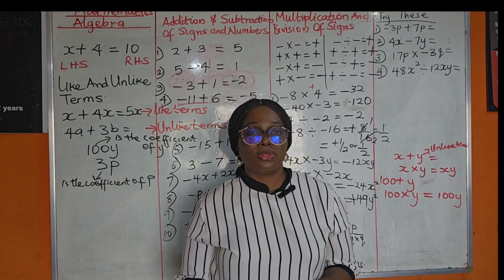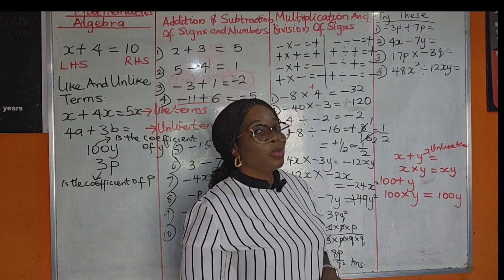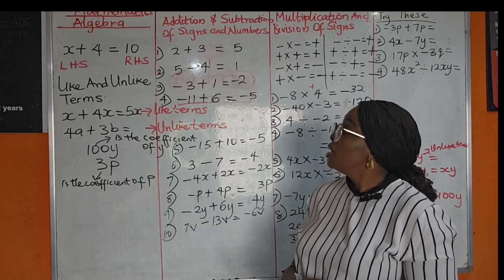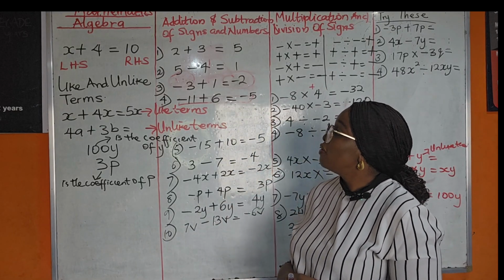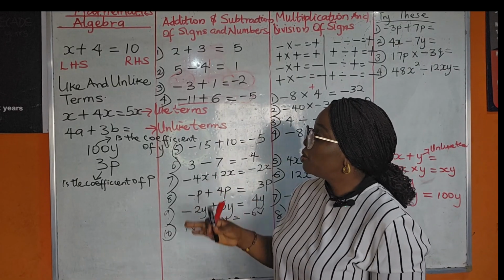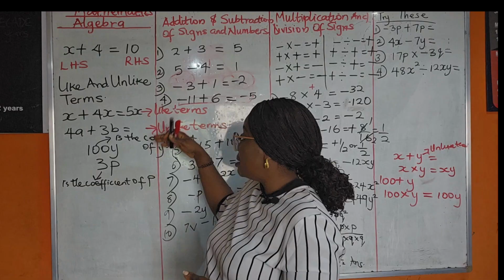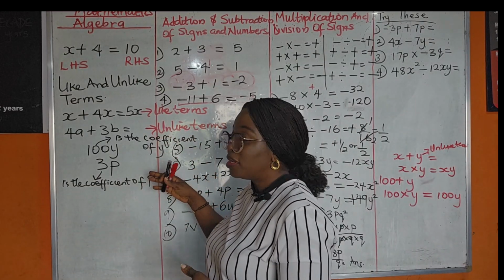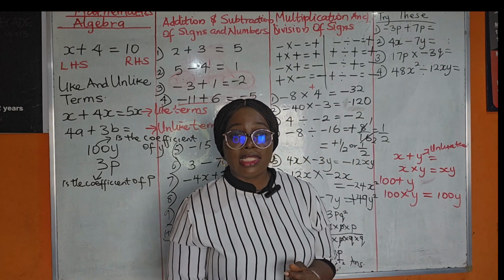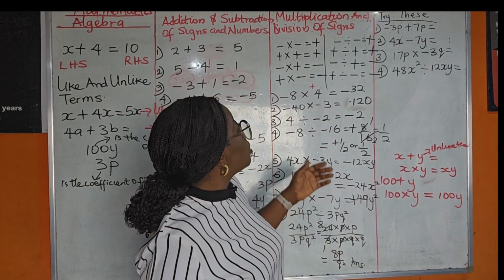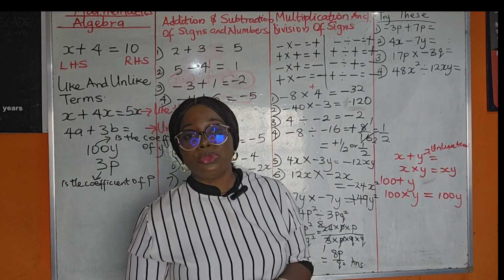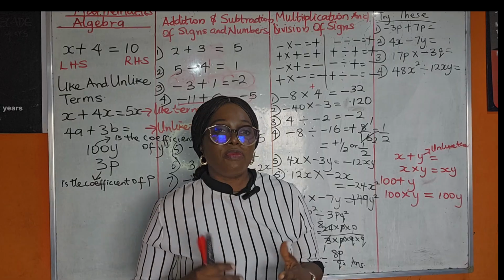I'll respond to it. So with this, this is just the first part of our lesson today. We've been able to look at the meaning of algebra, the right hand side and the left hand side of algebra. We've been able to cover what like and unlike terms are. We know what the coefficient of a letter is. We've talked about addition and subtraction of signs and numbers, and we've been able to cover multiplication and division of signs and numbers. So I want you to study this more and solve more questions on your own.